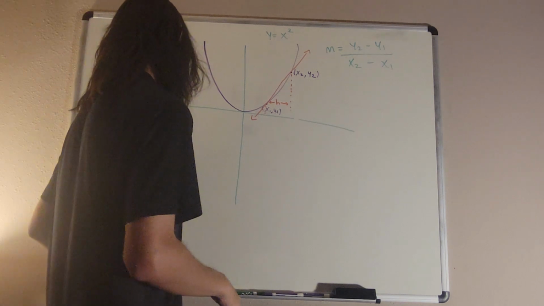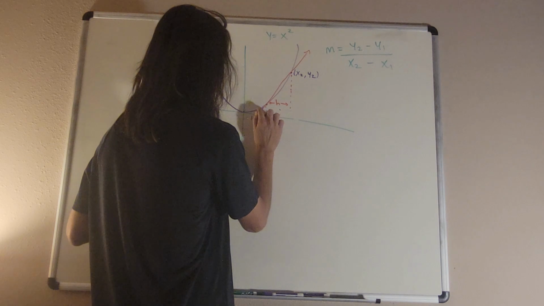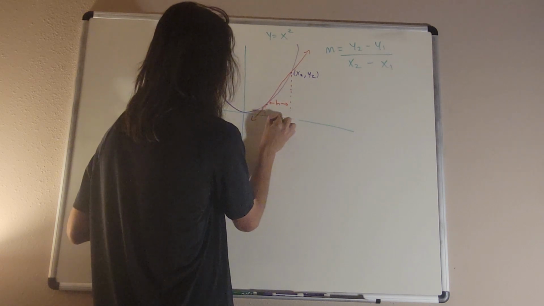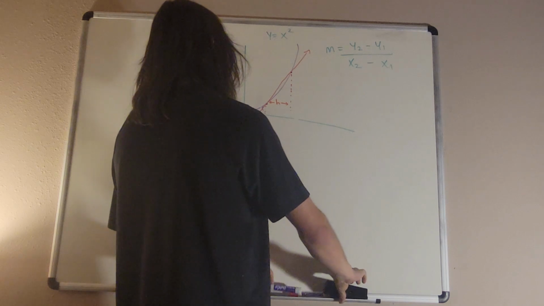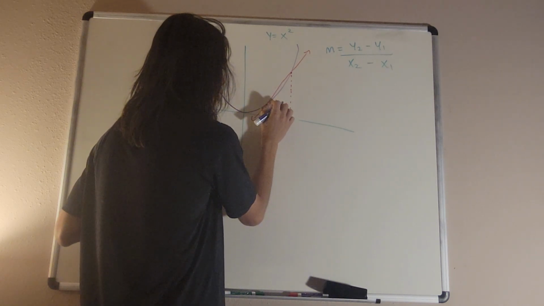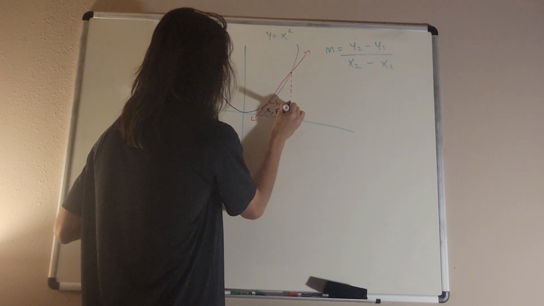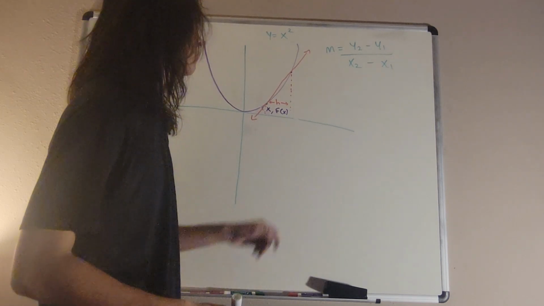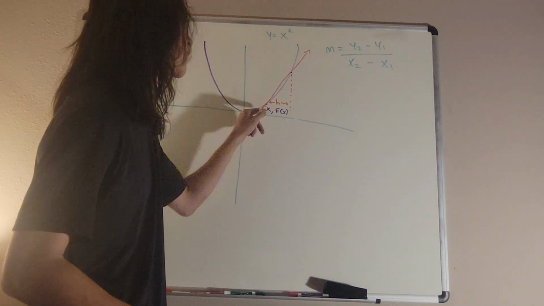And I'm going to do another change. So I'm going to rename our points. Instead of x sub 1, y sub 1, we're going to call this one x, we're going to call this one f of x. So that's just the same thing. F is a function of x. F of x is the output of x.